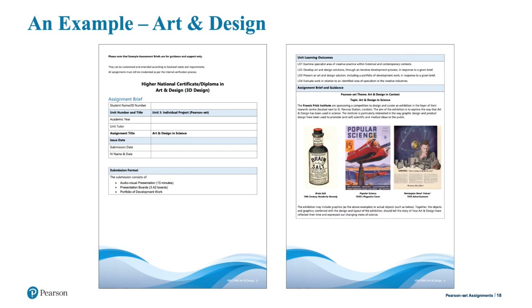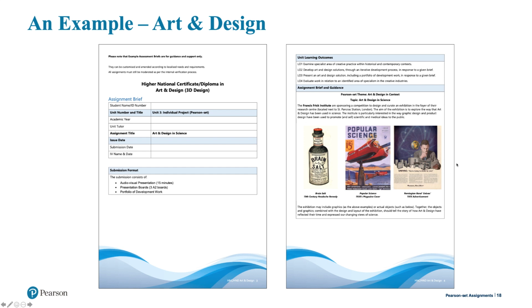If we look at an example of an assignment brief for the Pearson-set in art and design, the 3D design pathway, the topic chosen here is art and design in science. And the submission format is an audiovisual presentation of 15 minutes, 3 A2 presentation boards, and a portfolio of development work. And as we can see, we've got all 4 learning outcomes listed here, which means that this assignment is allowing us to assess all the learning outcomes for this unit.